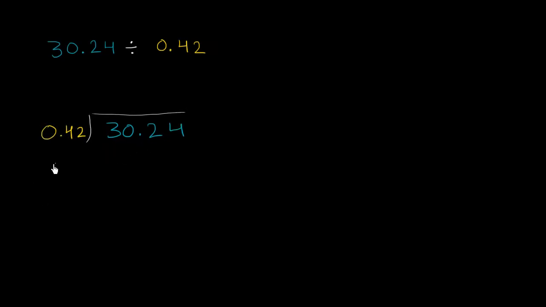Well, the important realization is when you're doing a division problem like this, you will get the same answer as long as you multiply or divide both numbers by the same thing. And to understand that, we could rewrite this division as 30.24 over 0.42. We could write it really as a fraction. And we know that when we have a fraction like this, we're not changing the value of the fraction if we multiply the numerator and the denominator by the same quantity.